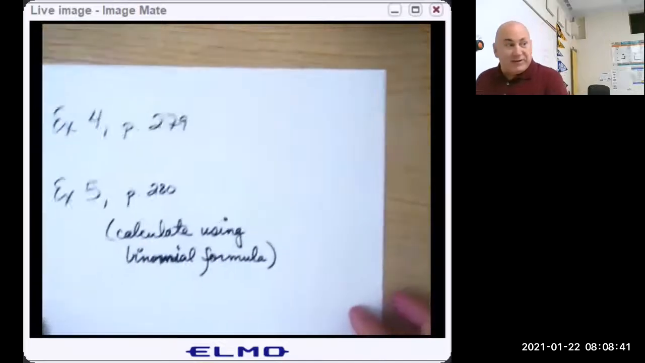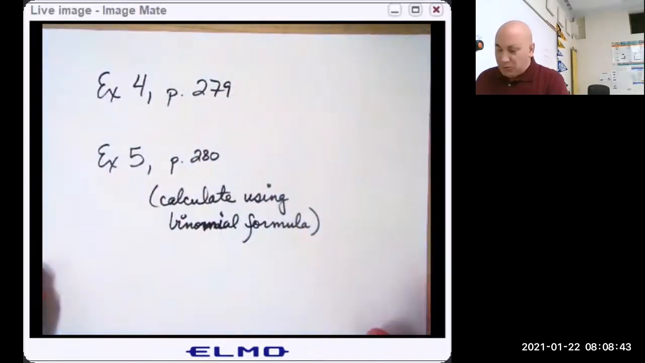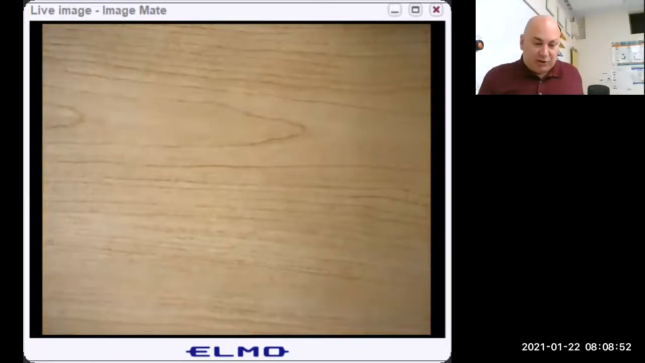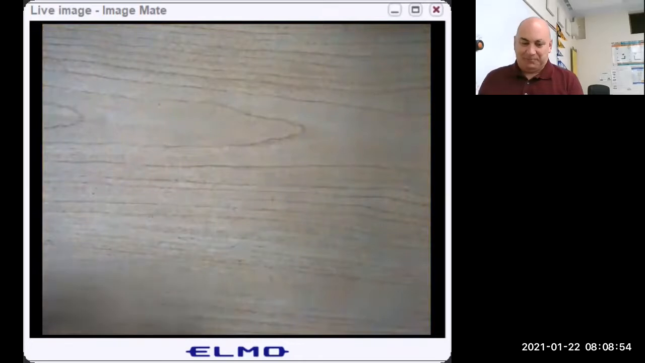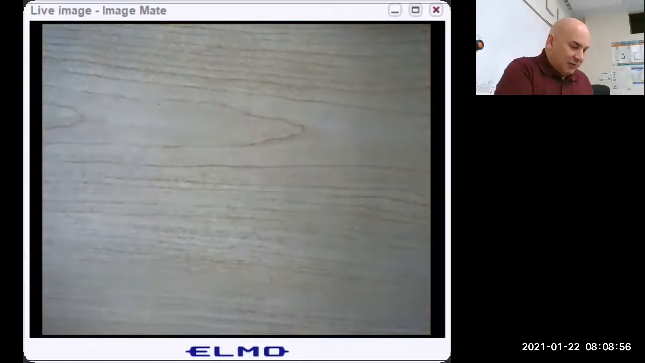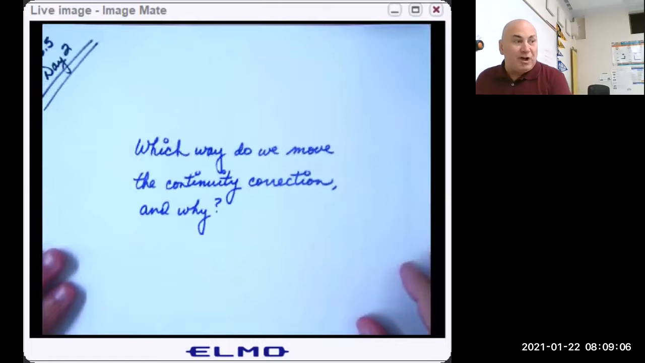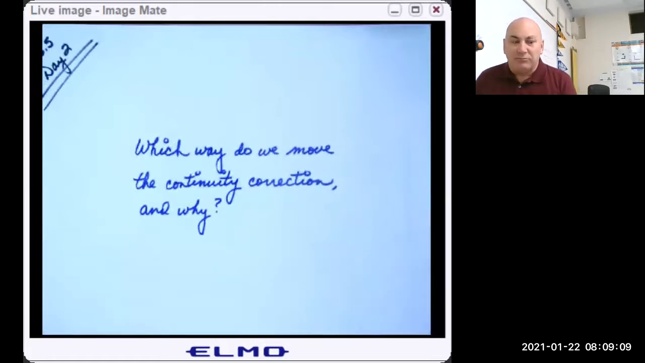Right here are two example problems. We'll go over those in class, assuming that we are using the same book when you watch this video. So that is our first part of binomial distribution. The next question is, which way do we move the continuity correction and why?